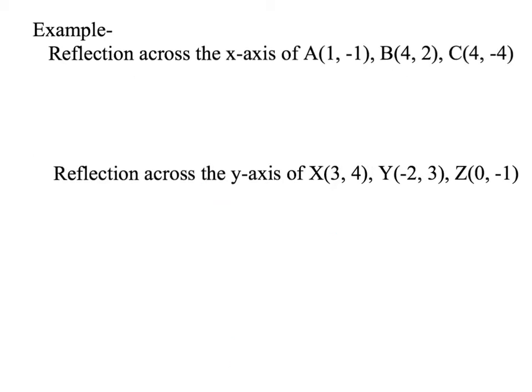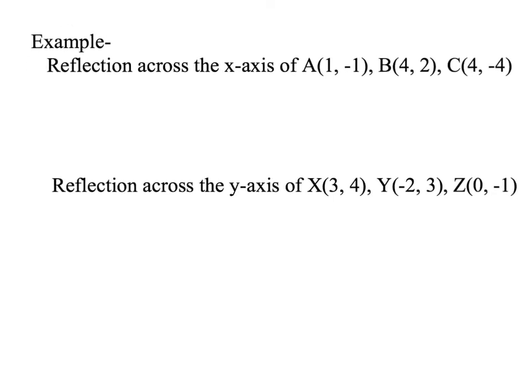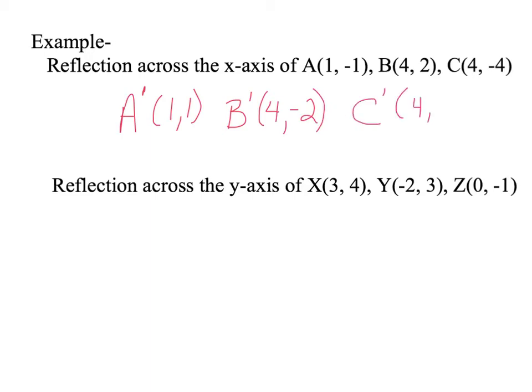Here are some examples. In the first one, we're going to reflect across the x-axis. Remember, if you flip across the x, change the y. So our first point would be A. And remember, we mentioned in the first video, when you reflect, it becomes A prime. And we're going to change negative 1 to positive 1. B would become B prime, which would be 4, change the y value, which would be negative 2. And C would be C prime, and that would be 4, positive 4.